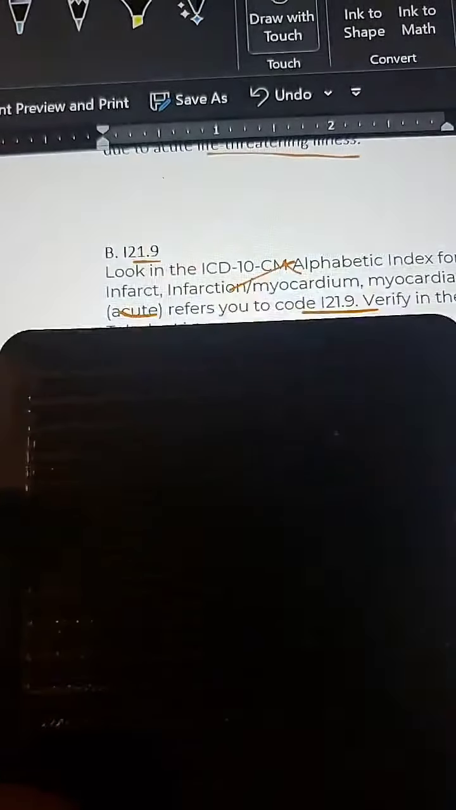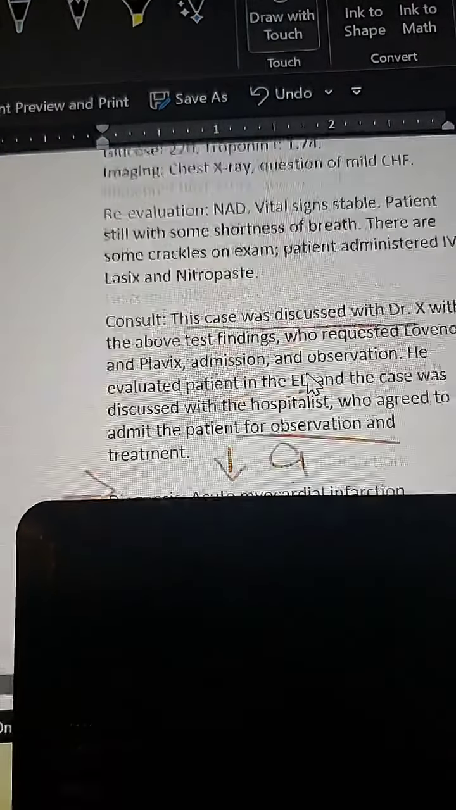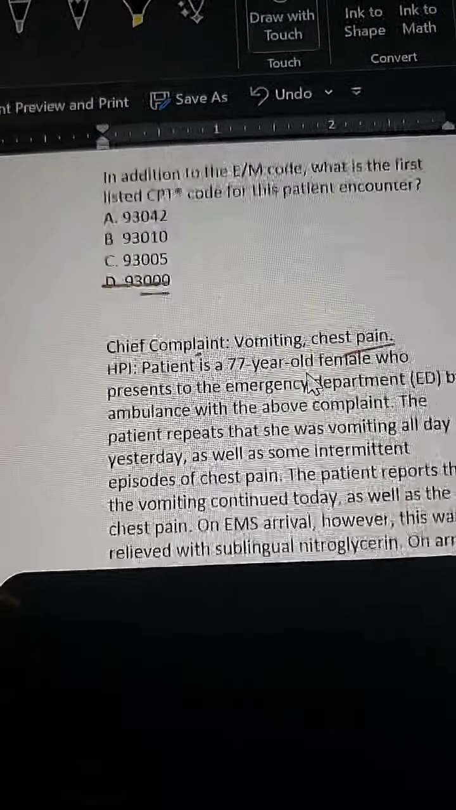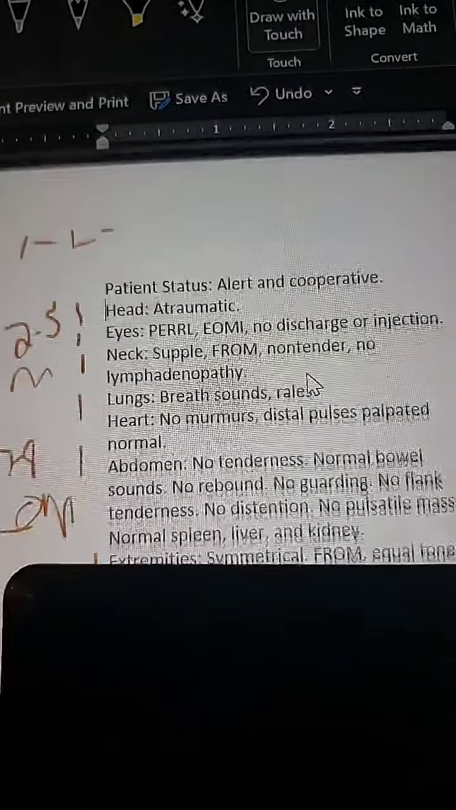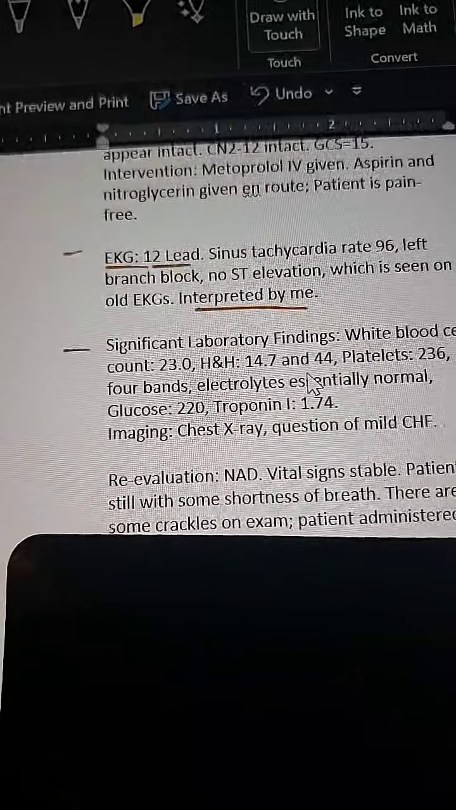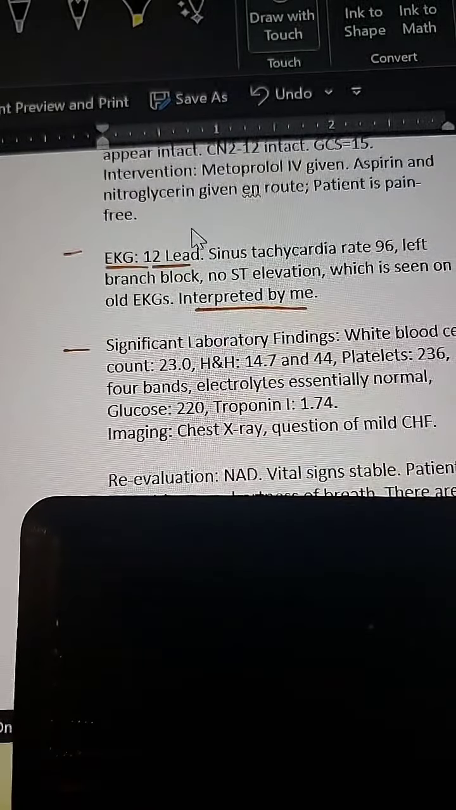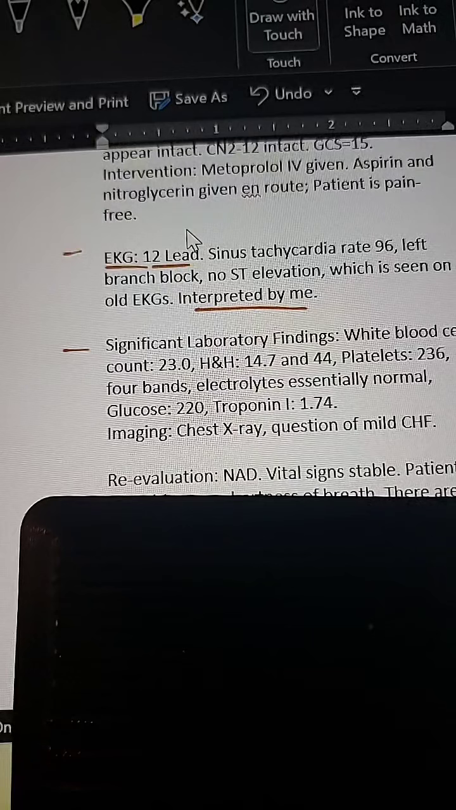The EKG that y'all are fumbling about, that one, EKG, 12 lead.